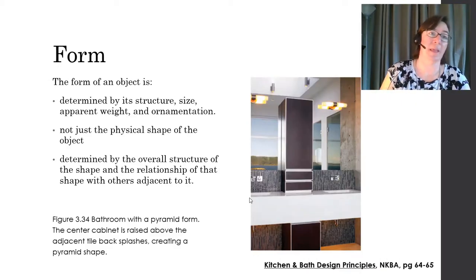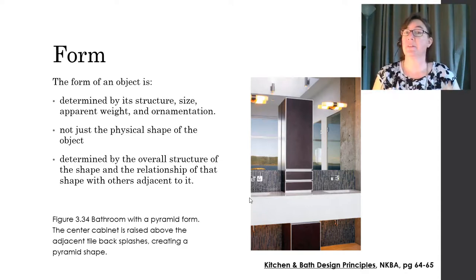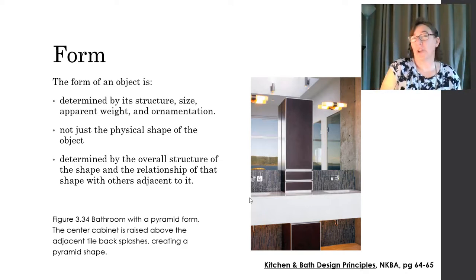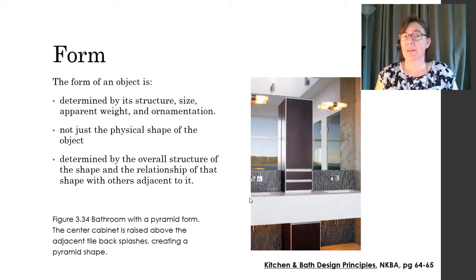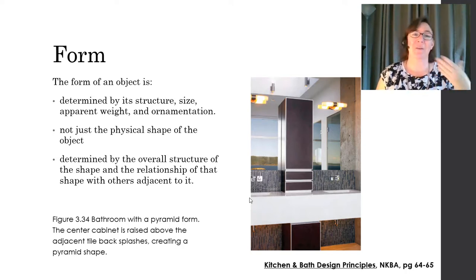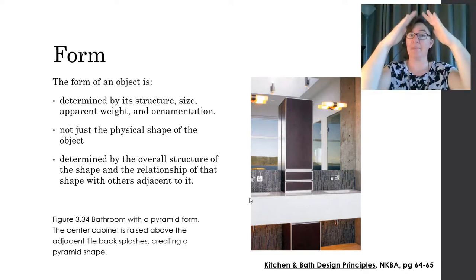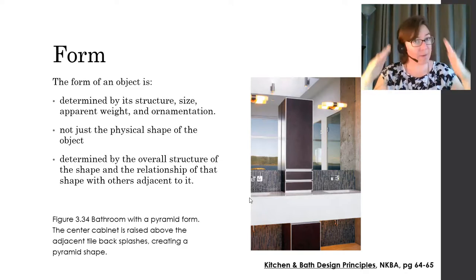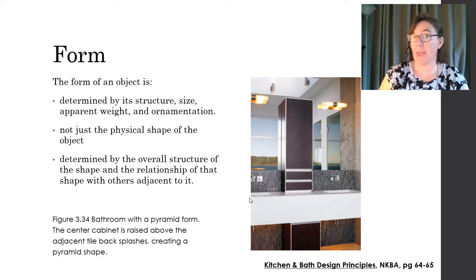So let's talk about form in this case, and leading right into the form of a specific object or a specific assemblage of objects. The form of an object is determined by its structure, its size, its apparent or visual weight, and its ornamentation. It's not just the physical shape of that object, although that's a major part of it, but it's the overall structure of that shape and the relationship of it with the things that are adjacent. So here in the picture, we have an example of a pyramid form. We've got a center cabinet raised above those tile backsplashes. No, it's not a diagonal pyramid. It is a stepped pyramid, and it's part of the form of that object.